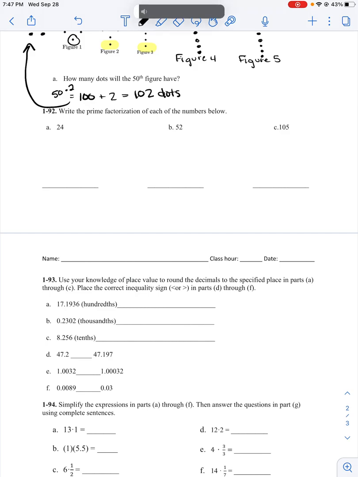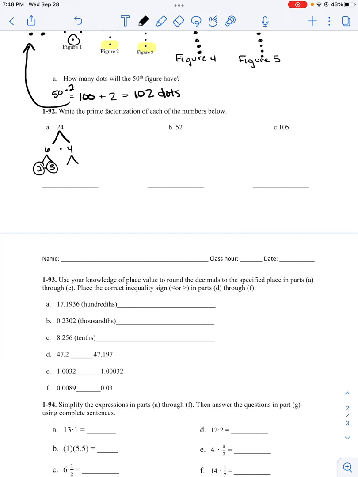Problem 92, we learned about prime factorization in class. So we want to take 24 and figure out, well, what times what is 24? 6 times 4 is 24. You could put 8 times 3 or 2 times 12. It'll still get you to the same answer. 6 is not prime, so I have to keep going until they're prime. Well, 6 breaks down into 2 times 3.